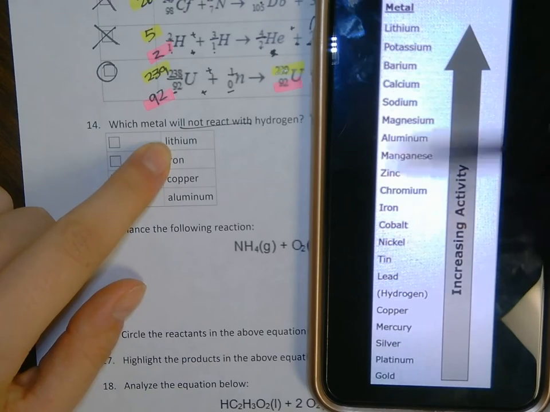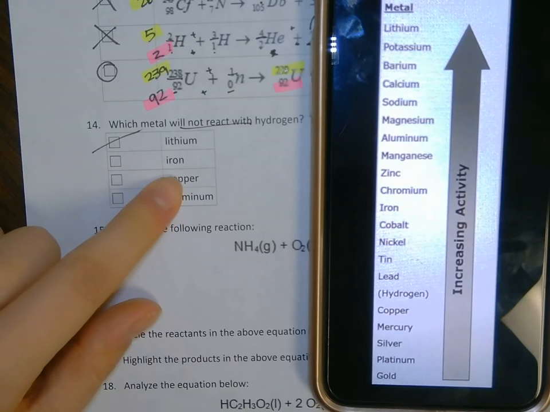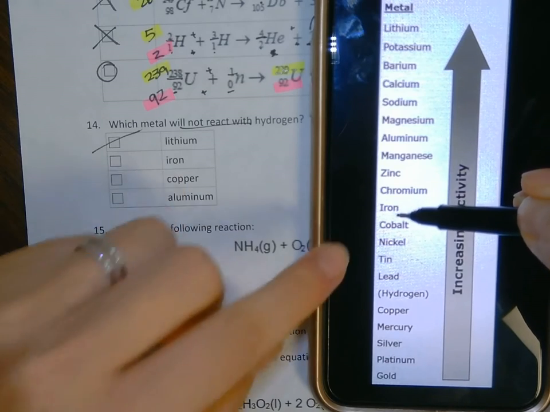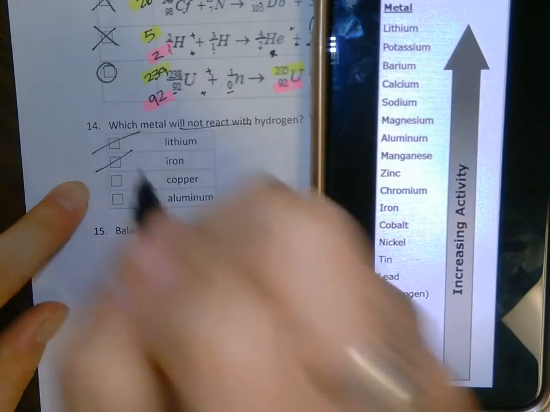It is above hydrogen, so it will react with hydrogen. Therefore, it is not my answer. Iron. Iron is right here. Iron is above hydrogen, so it will react with hydrogen. Therefore, it is not my answer.